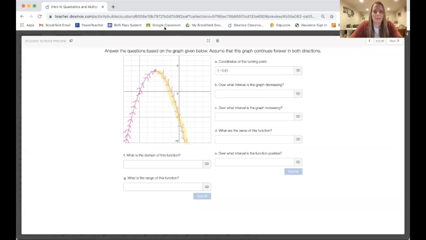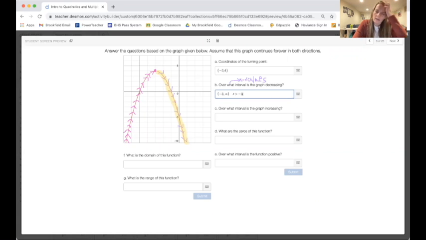So over what interval, when they ask that, they're referring to x values. That's really important to know that they're talking about x values when they say over what interval. So starting at the turning point, but not including the turning point. Sorry, that's really sloppy. So starting at the turning point, but not including it, the x value of it, so negative 3 to infinity.